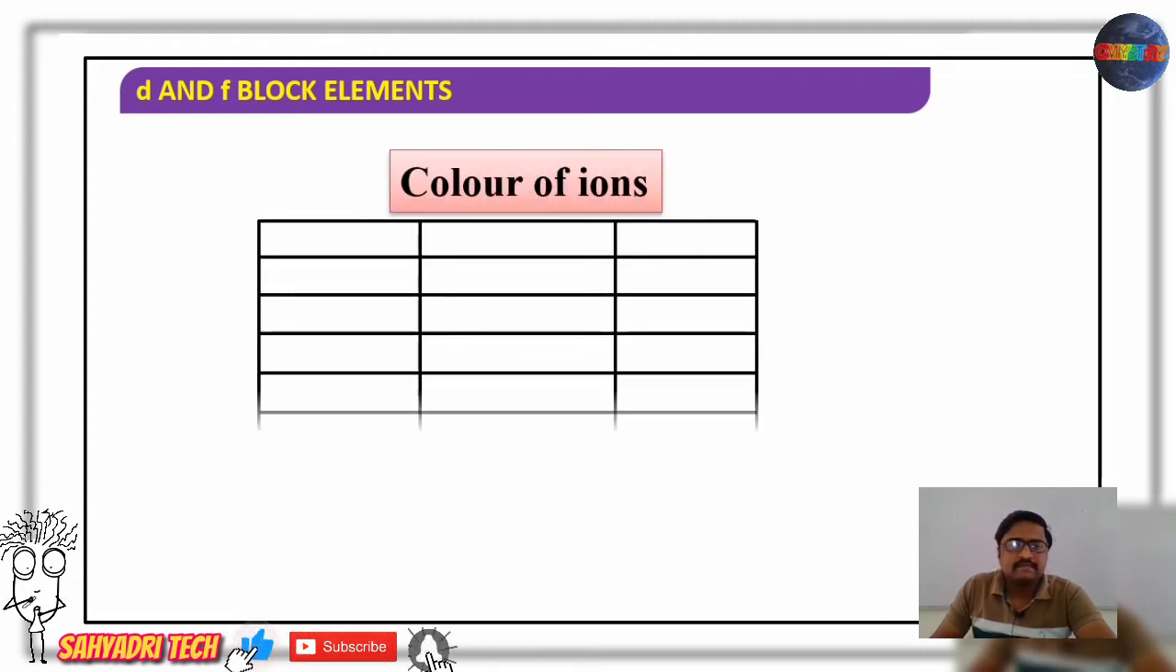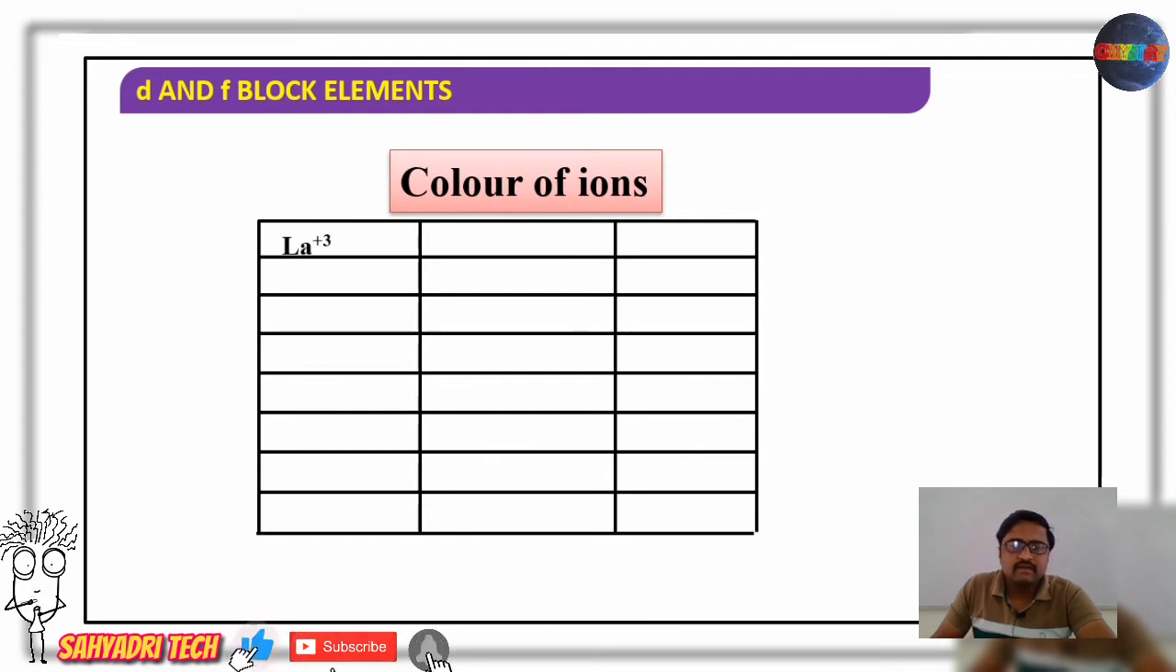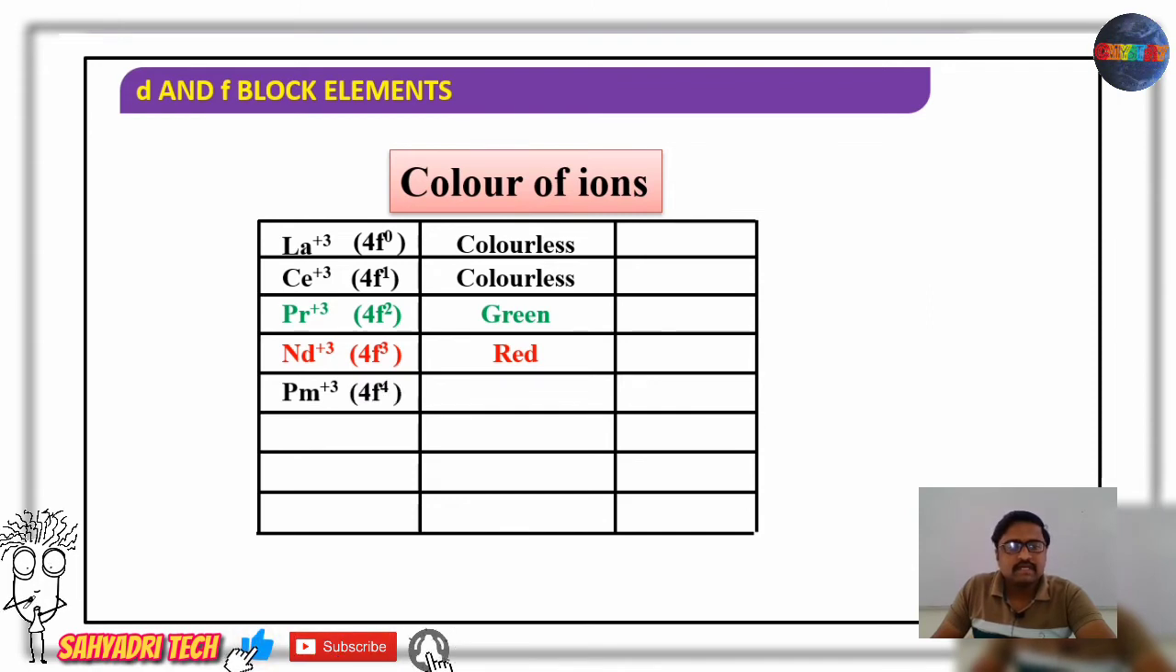Now if you consider the colors of different lanthanoid ions: lanthanum 3+ 4f0, we said it is colorless. Cerium 3+ 4f1 configuration, it is colorless. Praseodymium 3+ 4f2, green in color. Neodymium 3+ 4f3, red in color. Promethium 3+ 4f4, pink in color. Samarium 3+ 4f5, yellow in color. Then europium 3+ 4f6, pink in color.